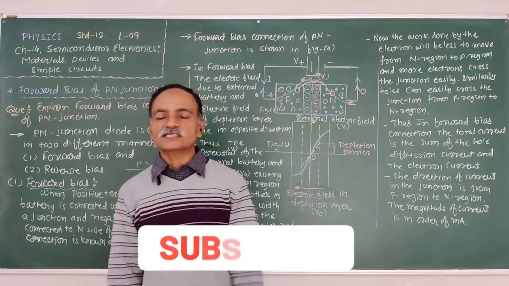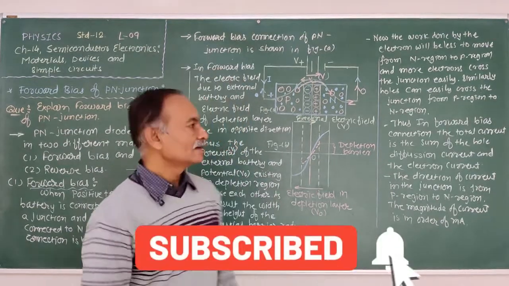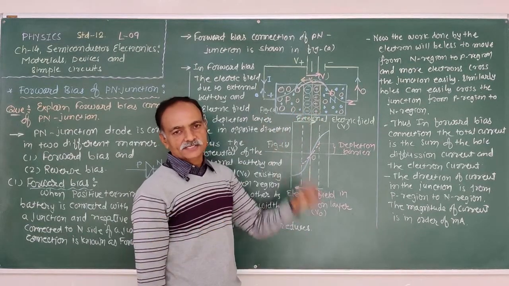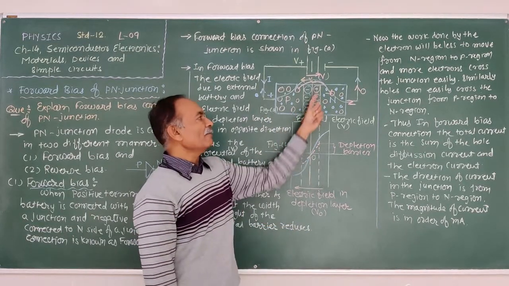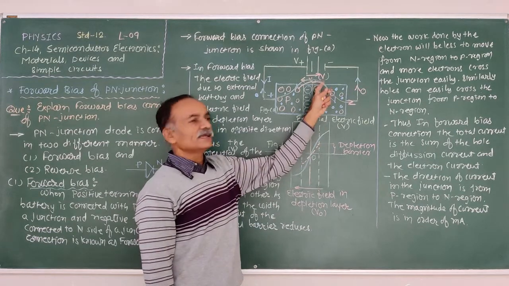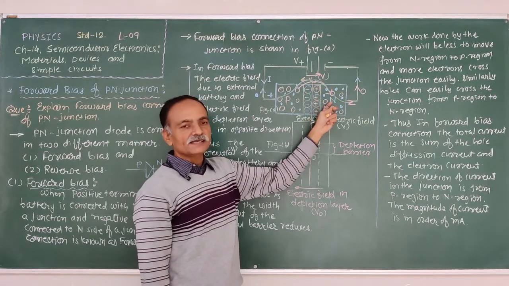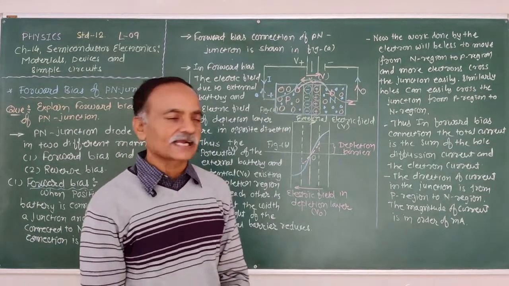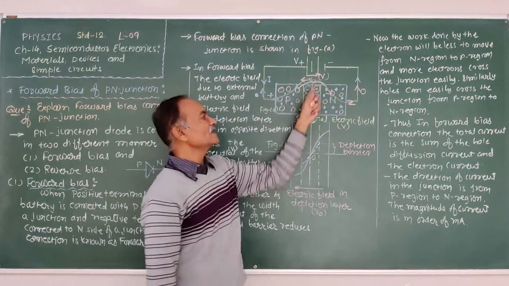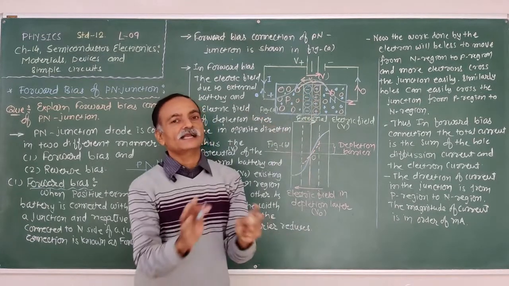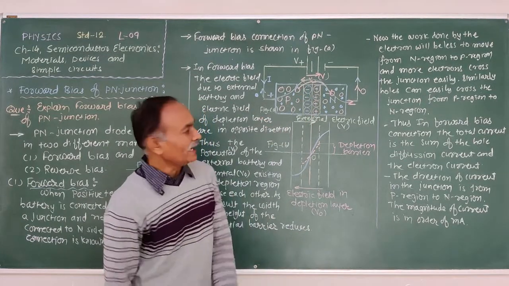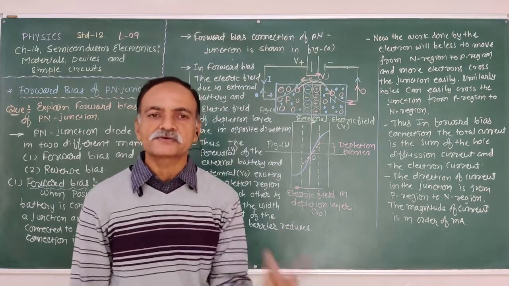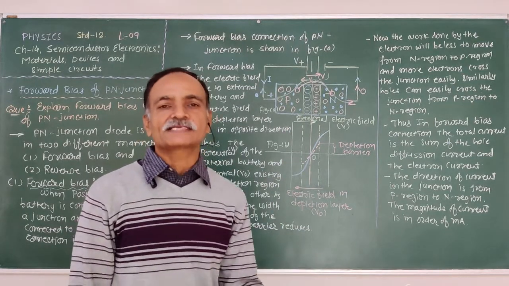Therefore, in forward bias of the PN junction, the width and height of the potential barrier reduce. So the number of positive ions deposited near the junction in the N region and the ionized negative ions deposited near the junction in the P region decrease. Therefore, the width and height of the potential barrier reduce. That is the mechanism in forward bias.